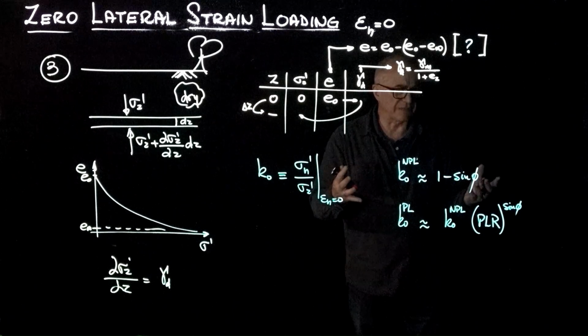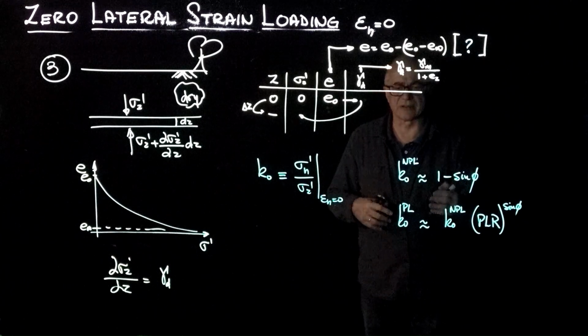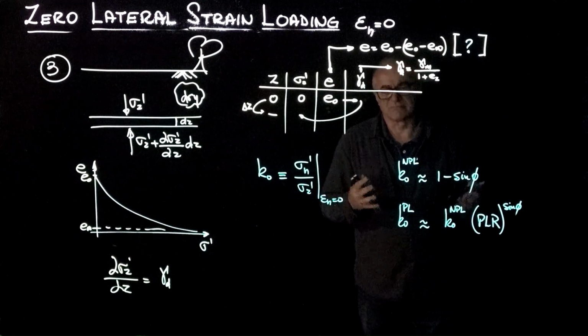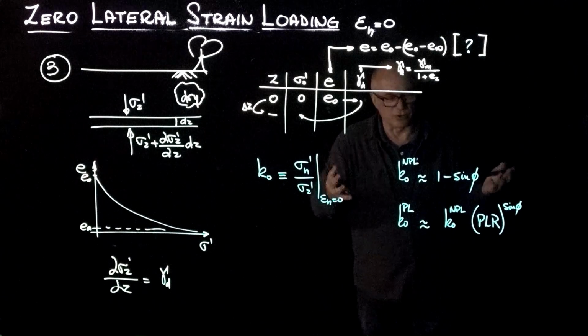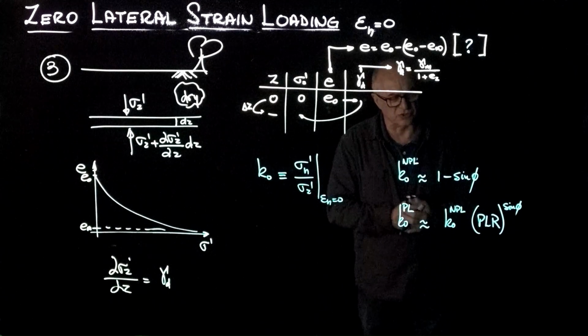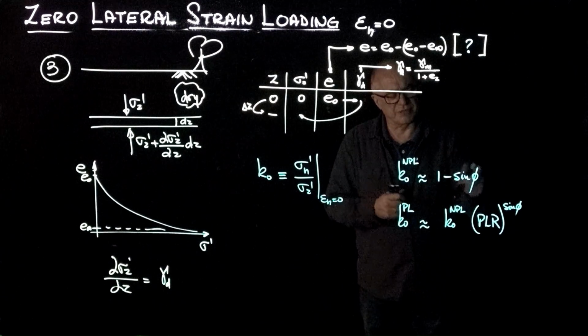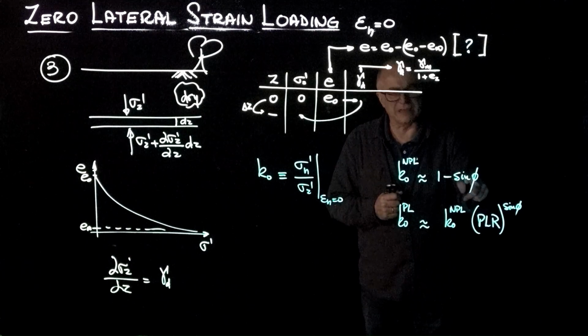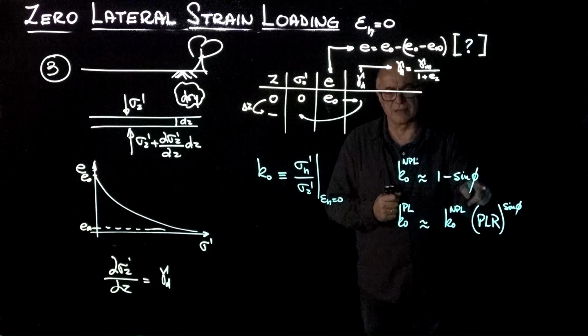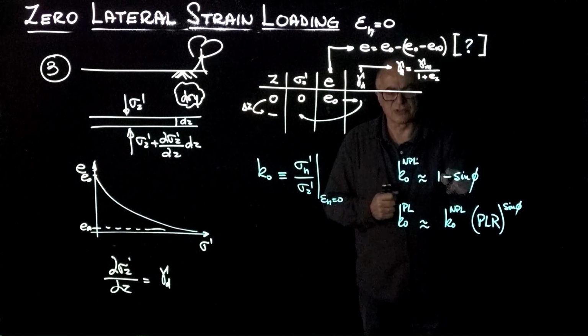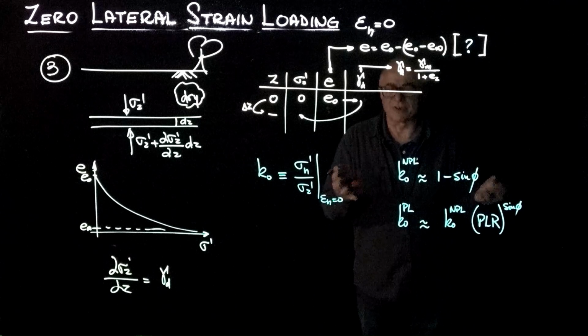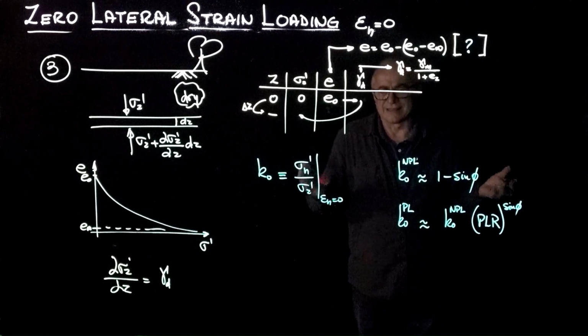But let's put some numbers. Let's say that the friction angle is 30 degrees. It's going to be higher for most soils, particularly coarse soils, but for simplicity of the calculation, that means that sine phi is 0.5, and 1 minus sine phi is 0.5. So K naught not preloaded is about 0.5, which is basically the data that Jaky had.